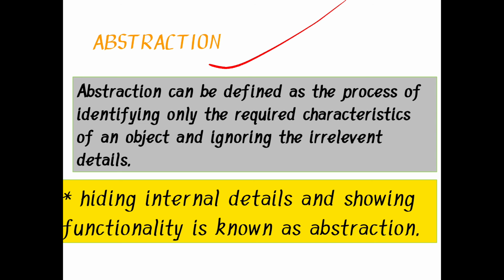You are not going to see the signals and the wires set beyond the software. So a cell phone can be a very good example of abstraction. It means most of the irrelevant processes are hidden and only the required process is identified by abstraction. The next point is hiding internal details and showing functionality is known as abstraction.